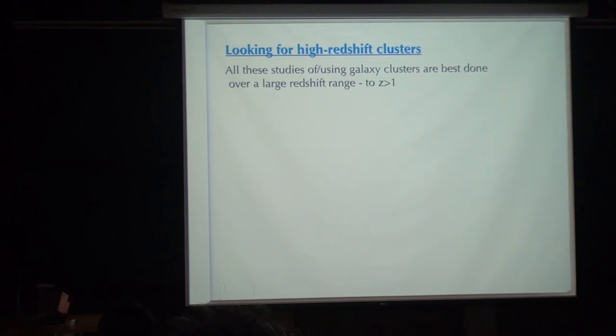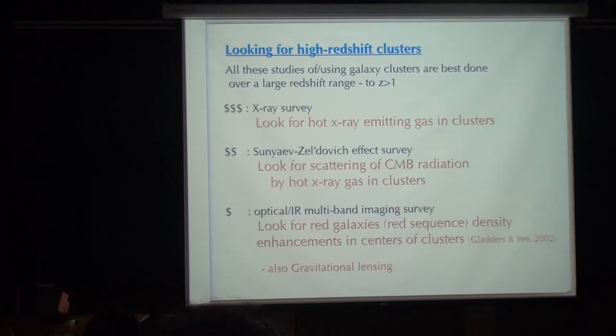And there are basically three major methods we can use to do that. I list this as a menu with dollar signs to tell you how much they cost. So before you choose, think about whether you can afford it.